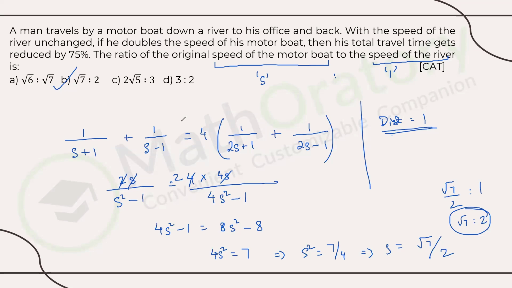Everything is in relationship: doubling the speed, the time reduction by 75%, even the requirement, the ratio of the speed of the boat and the speed of the river. So nothing related to actual value matters in this particular question. All that matters is the relationship. Just maintain that relationship properly and you get the answer. That's it. Thank you, sir. This was a really amazing question, pretty interesting also. So thanks a lot.